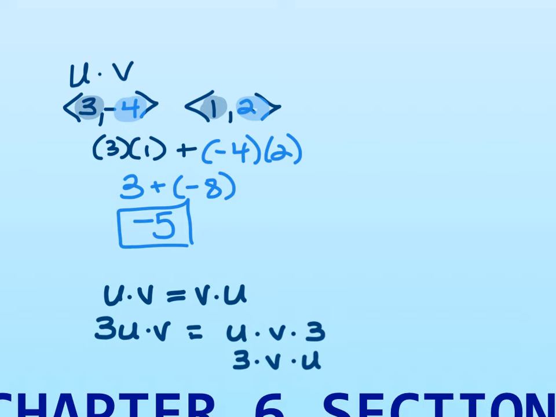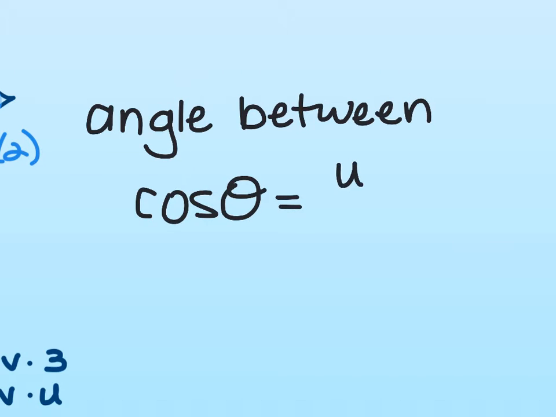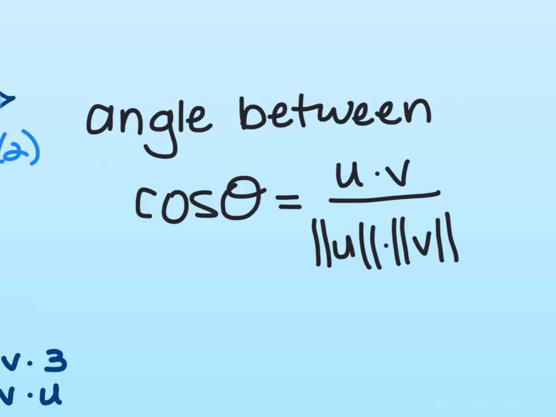And then we also talked about how to find the angle between two vectors. The angle between them can be found by doing the cosine of theta equals u dot v, or the dot product of u and v, over the magnitude of u times the magnitude of v.